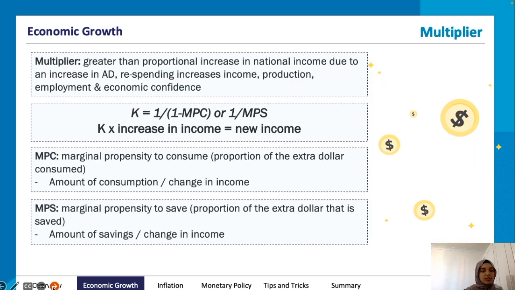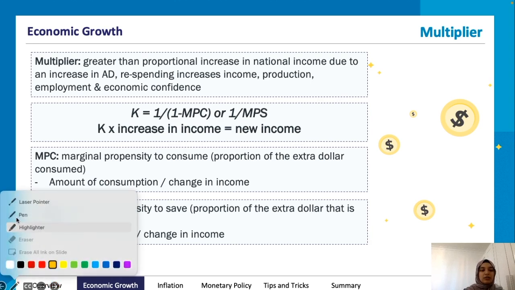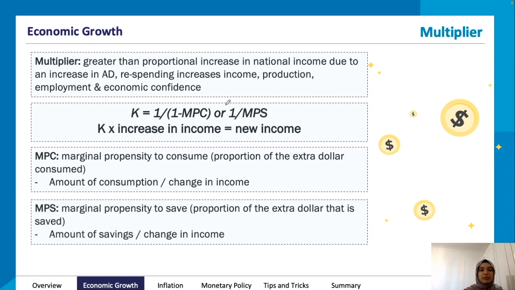Righto, so hopefully that's all making sense so far. We're going to move on to the next point, which is the multiplier. You may have already gone through this, so this might be revision for some of you, or this may be a new concept for some of you. So, it is greater than the proportional increase in national income due to the increase in aggregate demand. Basically, we've got respending, and respending increases income, production, employment, and economic confidence. So this idea that we've got the increase in AD and that impacts everything else. It's sort of like a flow-on effect.